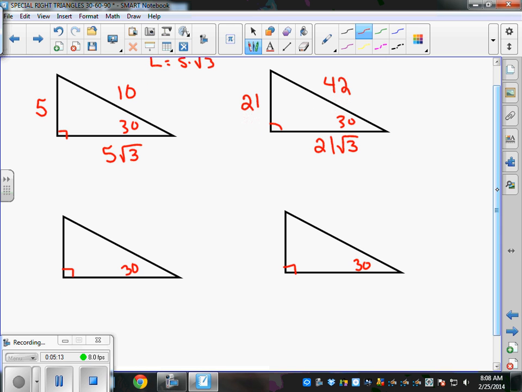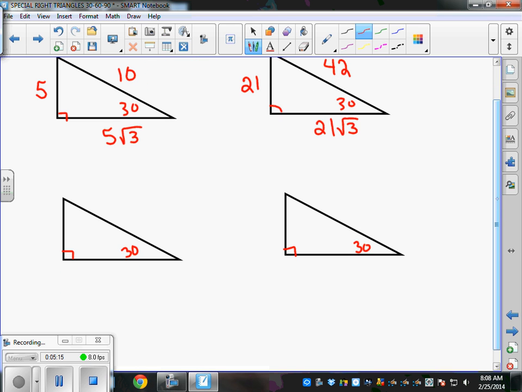Right? Let's say we know the long side. So let's say I told you, and we'll start with something nice, that this is 8 square root of 3. Well, if you know the long side, to get the short side, you take the long side and divide by the square root of 3. So if I take 8 square root of 3 and divide by square root of 3, that tells me the short side had to be 8. Then to get the hypotenuse, we just double that, and if you double 8, you get 16.